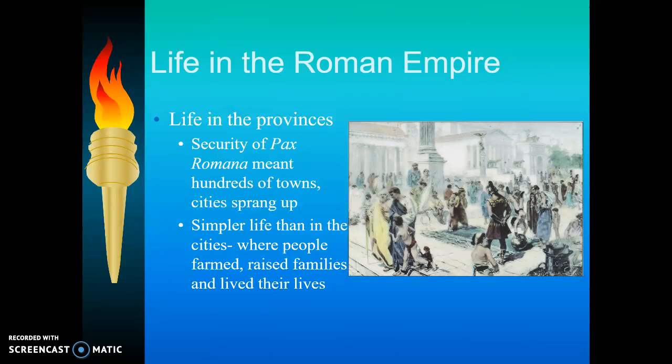Now, life in the provinces was a completely different story. It's here where the security of the Pax Romana meant that towns could spring up with no walls, no expenses for defense. Hundreds of towns and cities sprang up through what would eventually become France and England, Spain, North Africa, all around the Mediterranean. It was a much simpler life than that found in the cities, the urban areas. People farmed. They weren't dependent upon the latifundia, these slave-based farms that were generating food just for the cities. They raised their families. They lived their lives. 200 years of peace is pretty amazing.